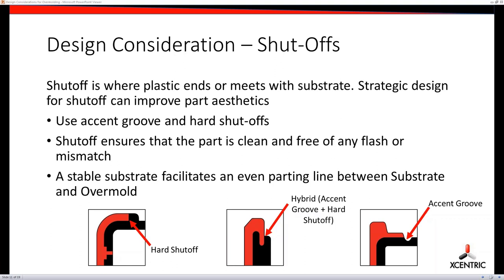Okay, next question: what kind of chemical bond can be used? Can you give some examples? When we talk of chemical bond, there are materials specifically made to bond with certain materials. For example, you have a PC/ABS substrate and you want a TPE or TPU overmold. There are specific materials made for overmolding and bonding to PC/ABS. So there is no additional bonding agent or anything that needs to be put on the substrate in order to create that chemical bond.